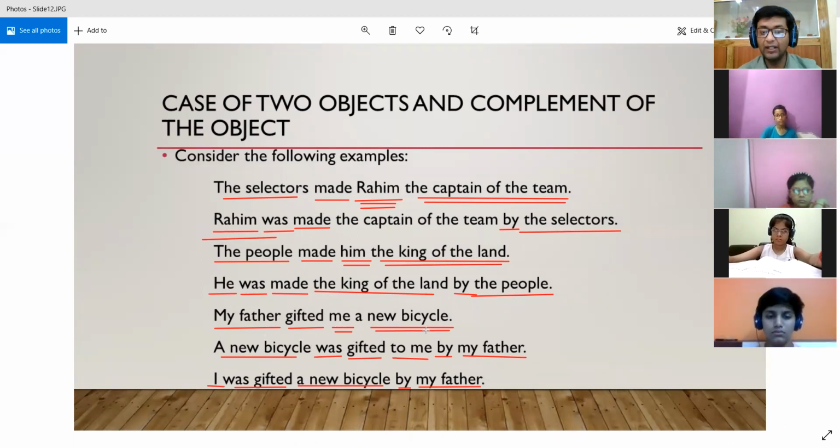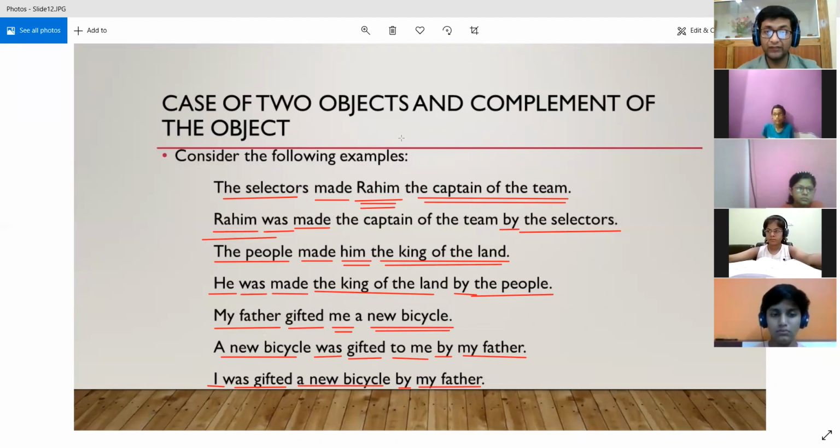One object is me and another object is the new bicycle. So I have a choice whether I want to use a new bicycle as the subject or I want I as the subject. So I can change it in both ways. Both ways will be correct. But it will only be followed in those sentences where there are two objects present in the active voice. If there are not two objects present, then naturally we will have only one way to convert it. But if there are two objects present, then this will be the case.